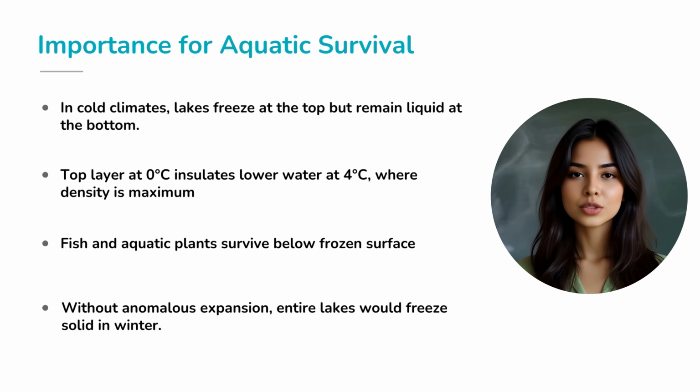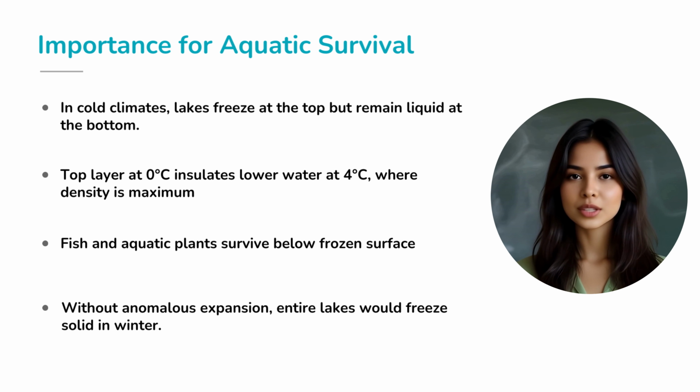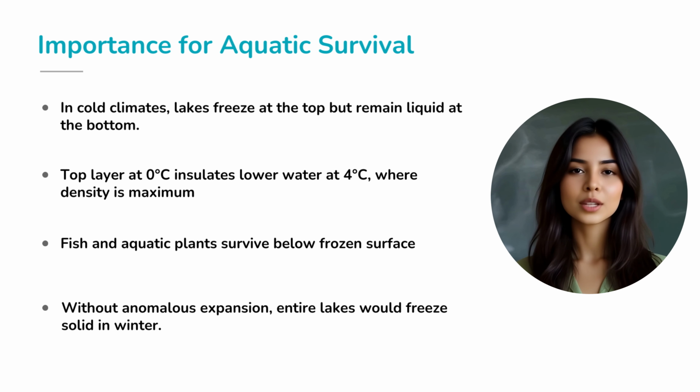Imagine a lake in a cold country during winter. As the temperature drops, the top layer cools down. The water at 4 degrees sinks, being the densest. But as water cools below 4, it becomes lighter and floats on top, eventually freezing at the surface. This thin ice layer insulates the deeper water, which remains at around 4 degrees Celsius. Fish and aquatic plants can continue to live beneath the frozen surface. Without anomalous expansion, entire lakes would freeze solid from top to bottom, wiping out aquatic life each winter. Thankfully, nature designed water with this extraordinary anomaly to safeguard life.